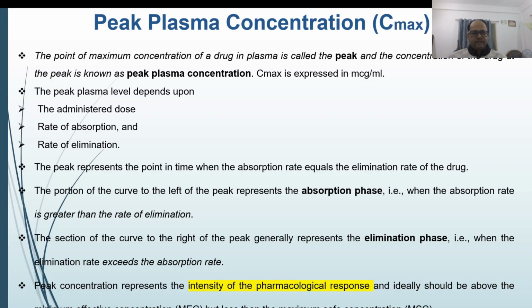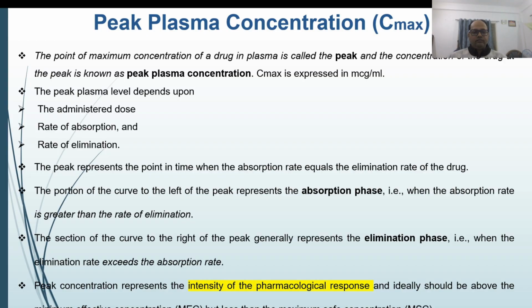The peak represents the point in time when the absorption rate equals the elimination rate. Already I told you, when the rate of absorption and rate of elimination are equal, so that point is called as peak plasma drug concentration, or it is expressed as Cmax. The portion of curve left to the peak represents the absorption phase, that is when the absorption rate is greater than the rate of elimination at the time, that is called as absorption phase. In that phase there will be continuous increase in the plasma drug concentration.